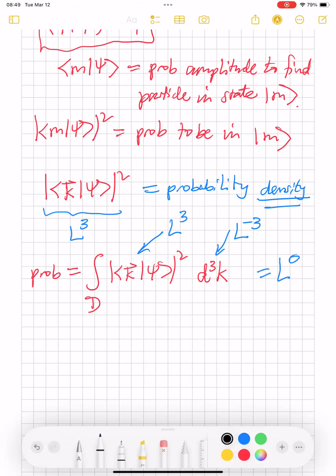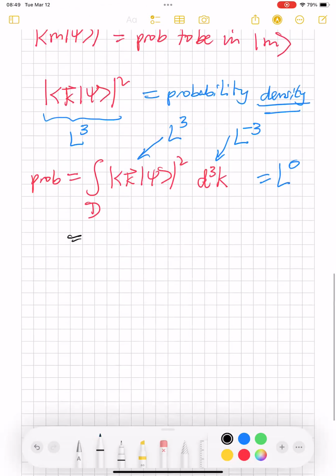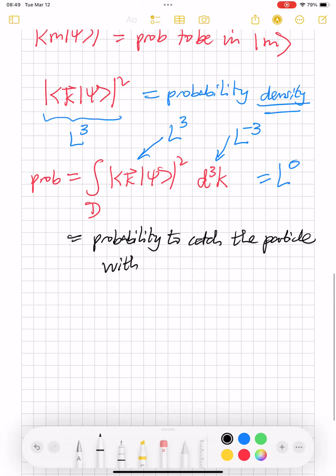And what probability is this? This is the probability to catch the particle with some momentum in D, because D is some region of momentum space that we are integrating over, and we're now calculating the probability to catch the particle with some momentum in D.